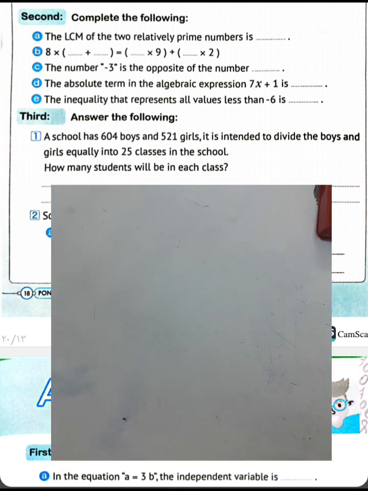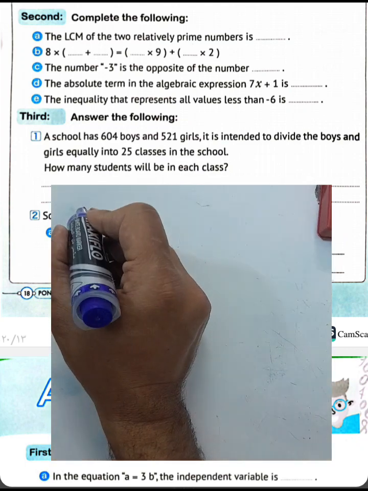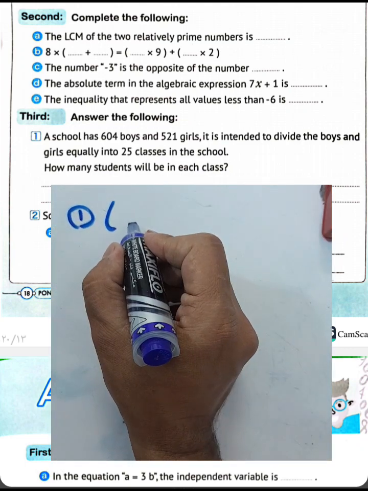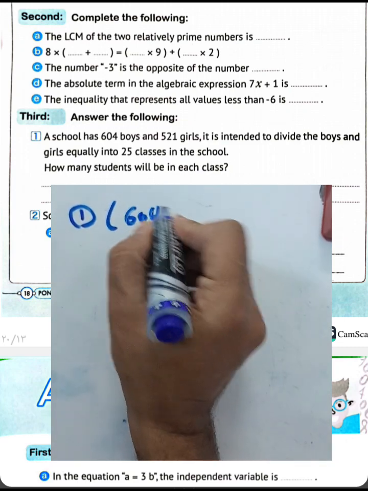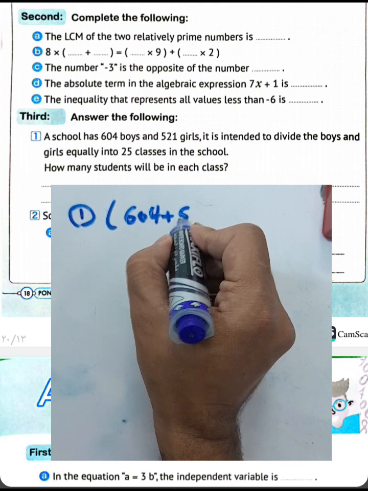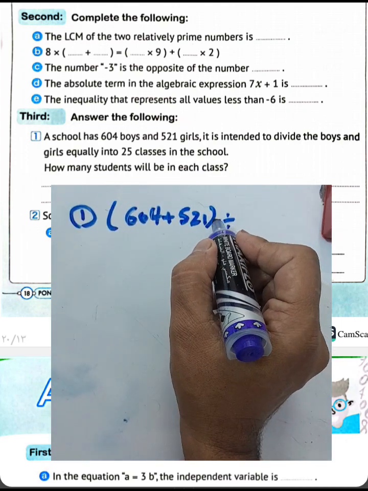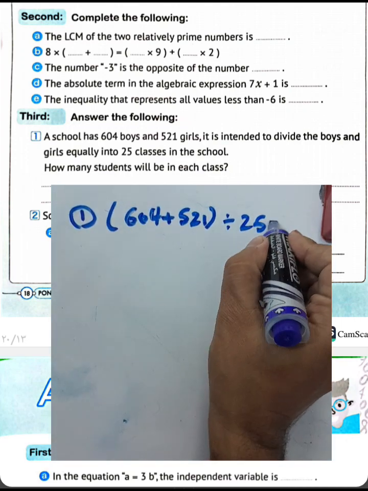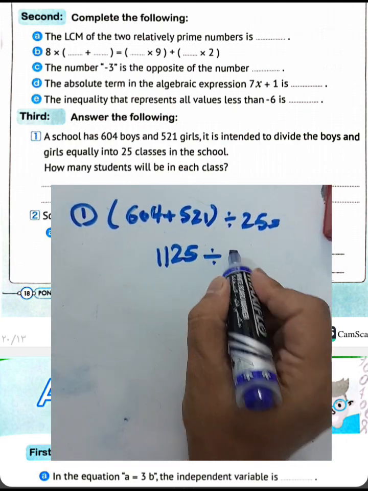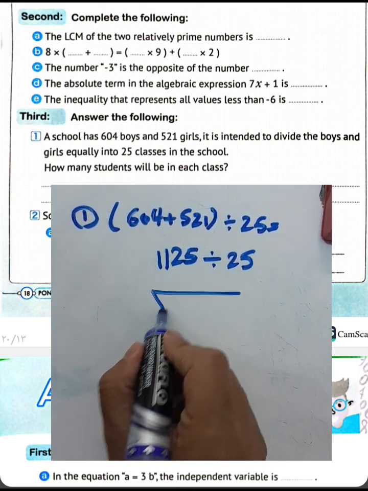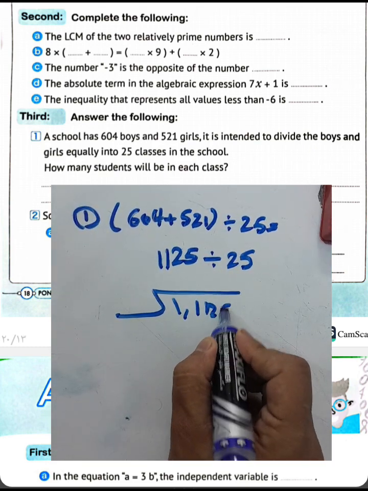Understood? Then the result will be, open these brackets here to find the number of students in each class. Write 604 plus 521, divided by 25. 4 plus 1 equals 5, 2 plus 0 equals 2, 5 plus 6 equals 11, then divide by 25 using long division.